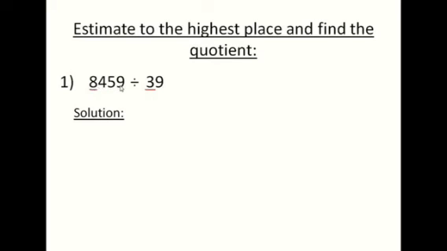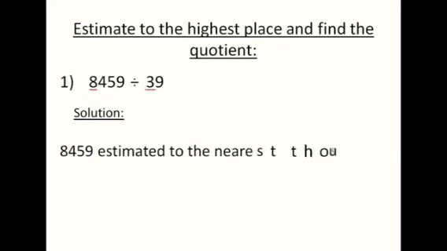Start the solution. What will you write? 8459 estimated to the nearest thousand place. How much will it be? As in the 1000 place it is 8, you have to check the 100 place. It is 4 here. 4 is less than 5. So what will happen? 100, tens and units will be replaced by 0. 4 will be unchanged. So 8459 estimated to the nearest thousand is 8000.